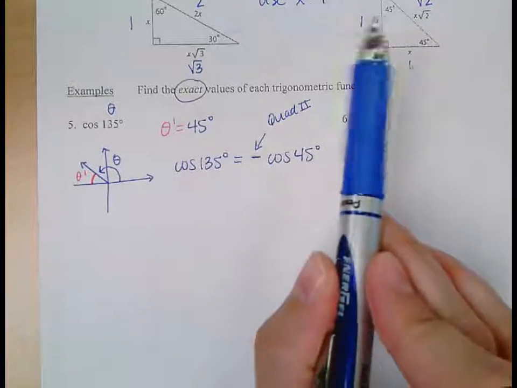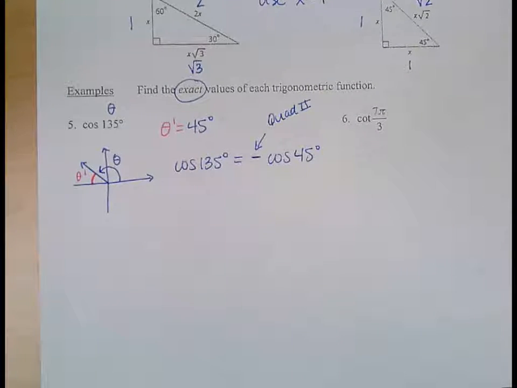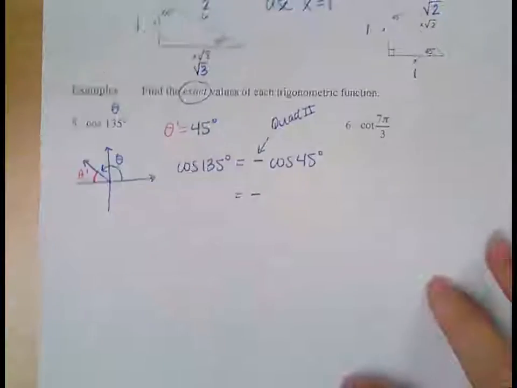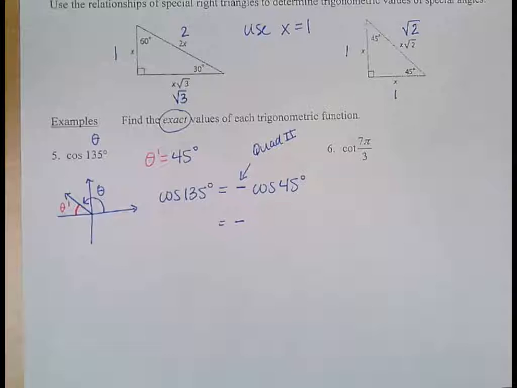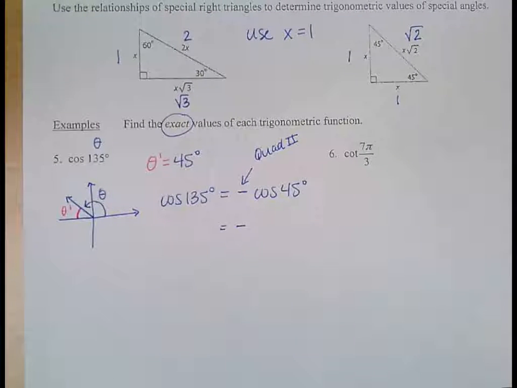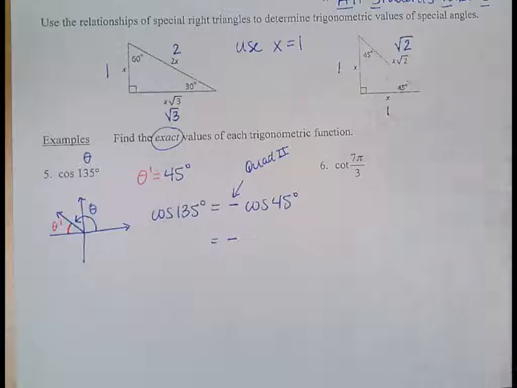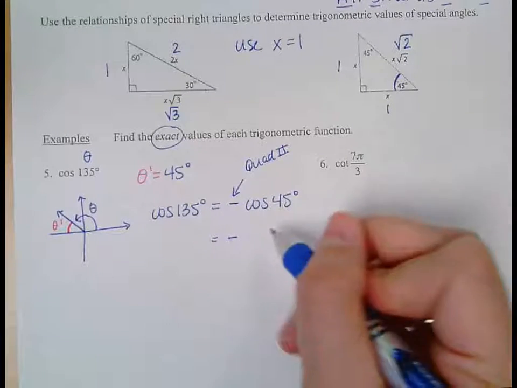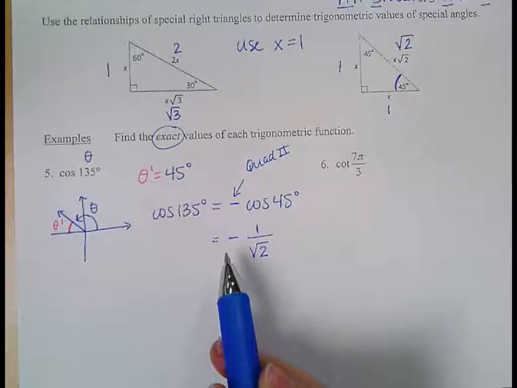But now we're going to use these special right triangles to find what cosine of 45 degrees is. So we know we're going to have the negative sign here. What is the ratio in terms of opposite, adjacent, hypotenuse for cosine? Cosine is adjacent over hypotenuse. So you have two 45-degree angles. Let's just say I use this one. The adjacent side is 1. The hypotenuse is the square root of 2. So cosine of 45 degrees would be 1 over the square root of 2, and it is negative again because of quadrant 2.